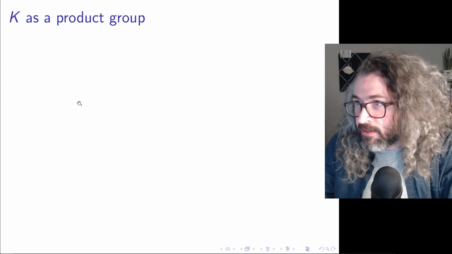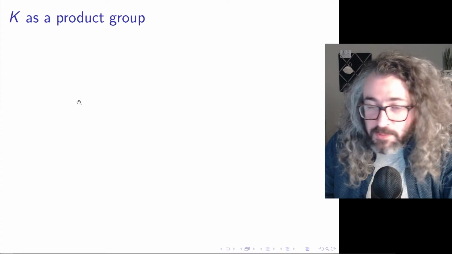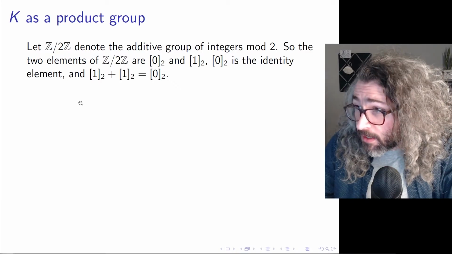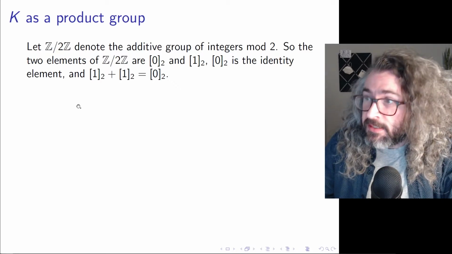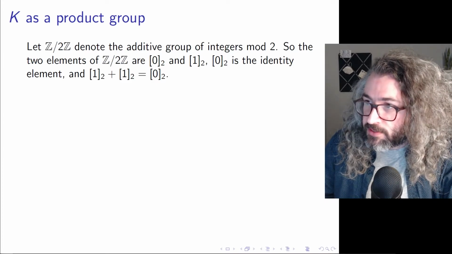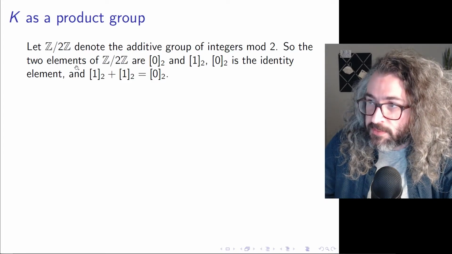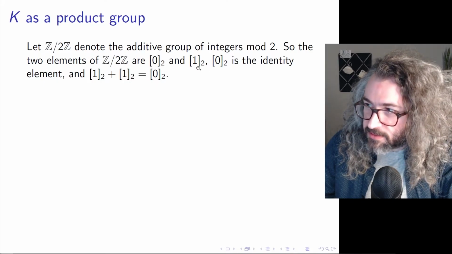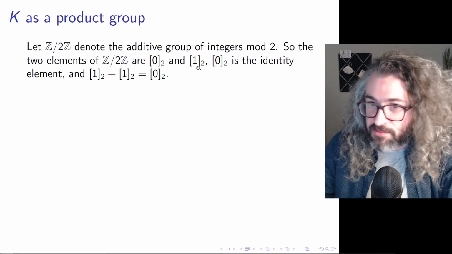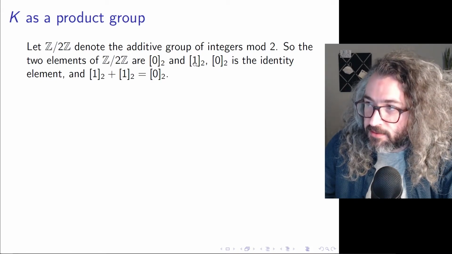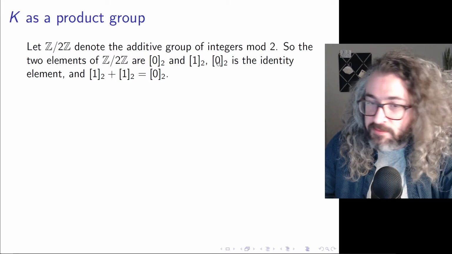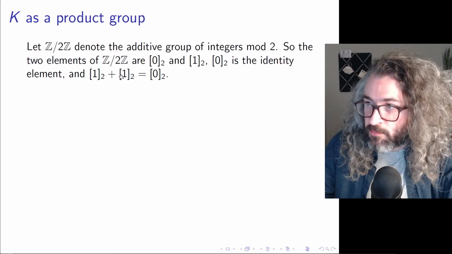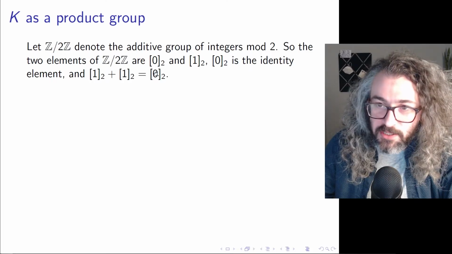All right, moving on. The Klein group is a product group, so I'll tell you more about that. Let Z mod 2Z denote the additive group of integers mod 2. So the two elements of Z mod 2Z are the equivalence class of 0 and the equivalence class of 1 mod 2, also known as the even numbers and odd numbers. The equivalence class of 0 is the identity element, and 1 plus 1 mod 2 is equal to 0 mod 2.